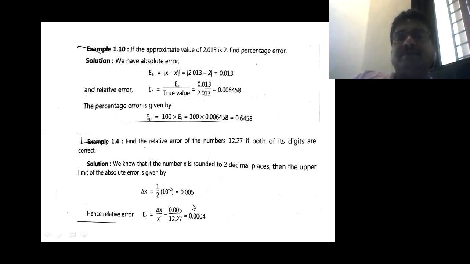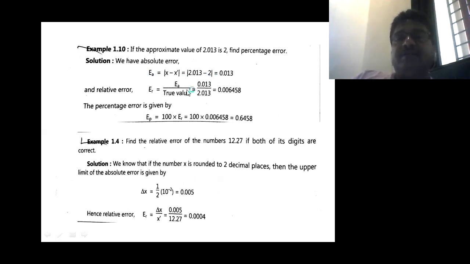Then the next problem is: if the approximate value of 2.013 is 2, find the percentage error. This is the correct value, 2.013, and 2 is the approximate value. So this is x and this is x dash. 2 is x dash, and therefore the absolute error is mod x minus x dash.